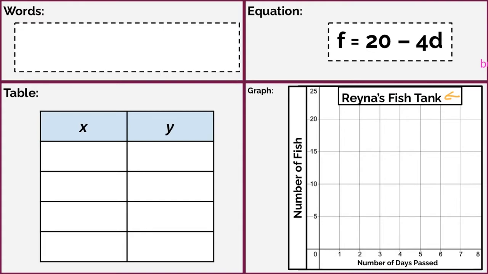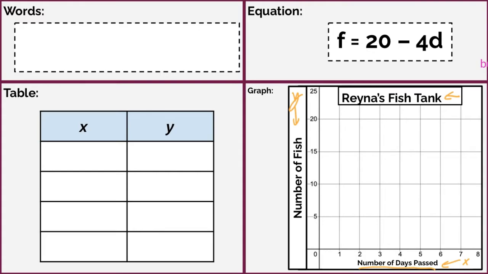On the one side of the graph, we have the number of fish. So we know that's going to be our y, because we can see that up there. And on the bottom, we have the number of days passed. So we know that's going to be our x. So we can use this information to help us create a word scenario. As the number of days are passing, something's happening to the number of fish.